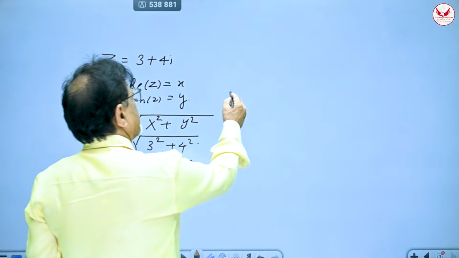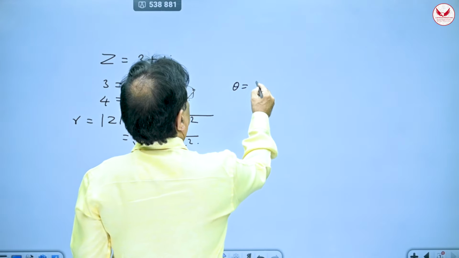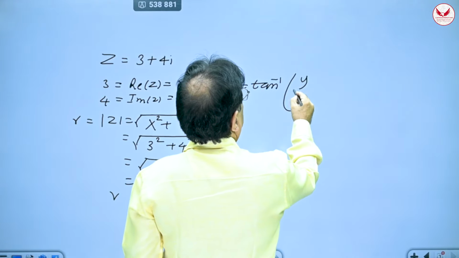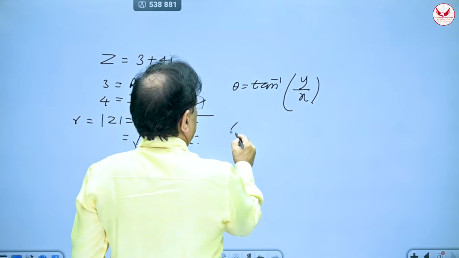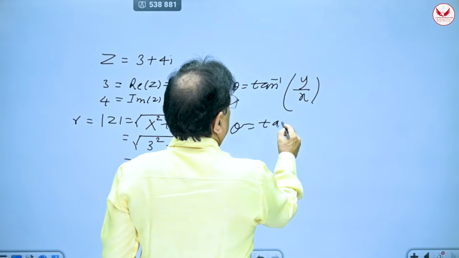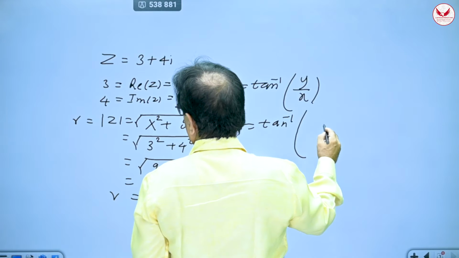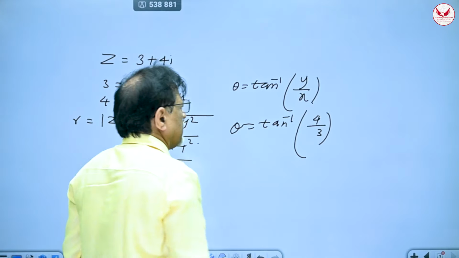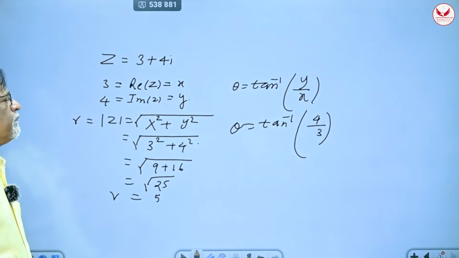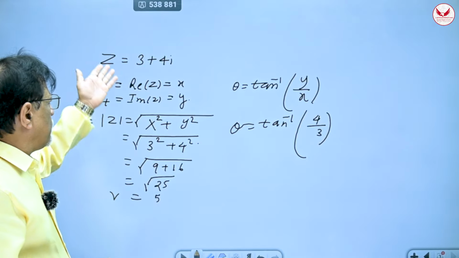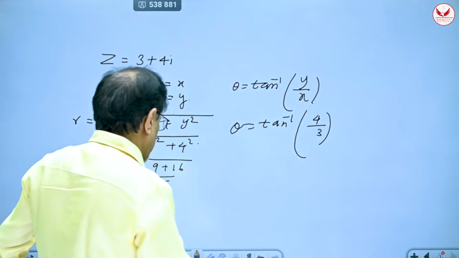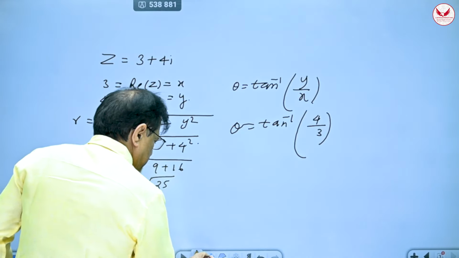Now, what is theta? Theta is given by tan inverse of y upon x. So theta is equal to tan inverse of y, which is 4, upon 3. So that is how we can convert from one to another, right? This is very simple. So this is how argument and complex number modulus can be represented.